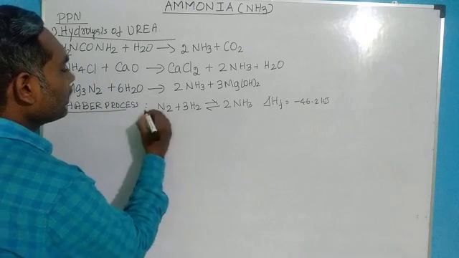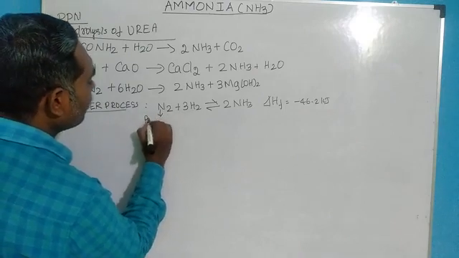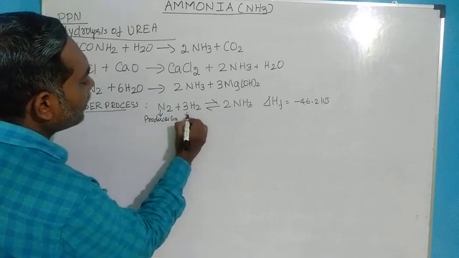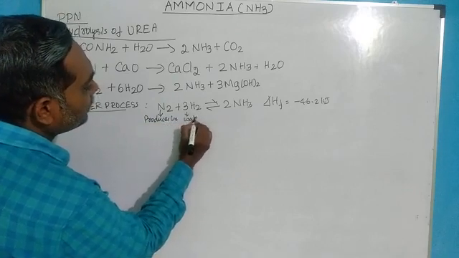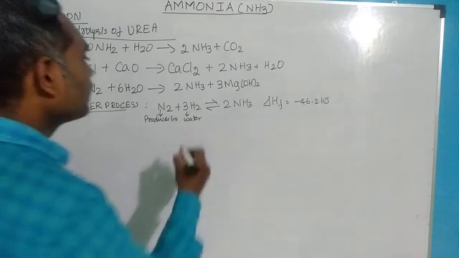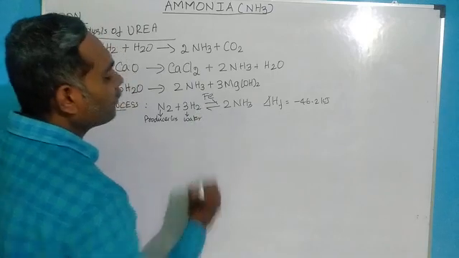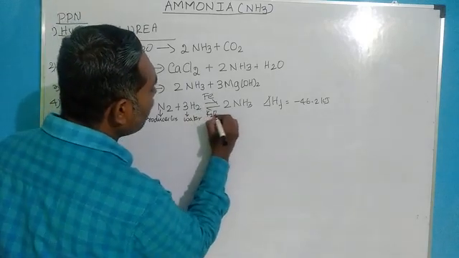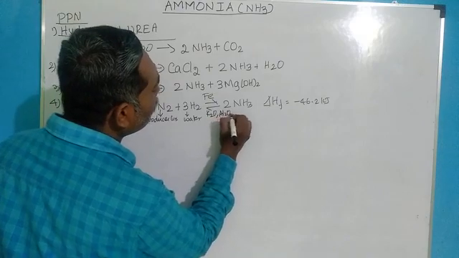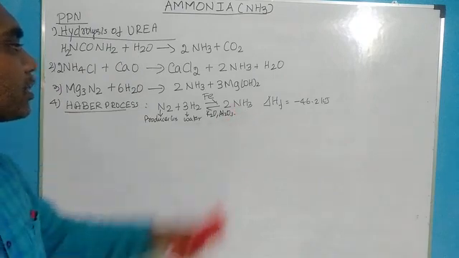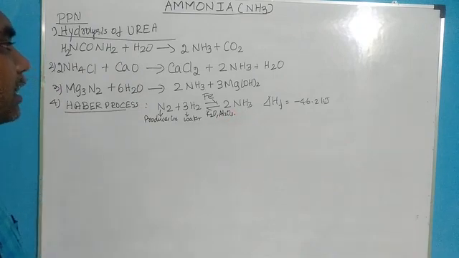Here nitrogen is obtained from producer gas and hydrogen from water gas. These both gases are mixed together in a chamber in which iron is used as a catalyst along with potassium oxide and Al2O3, which will increase the rate of the reaction of formation of ammonia. So these are the four methods in which ammonia is prepared.